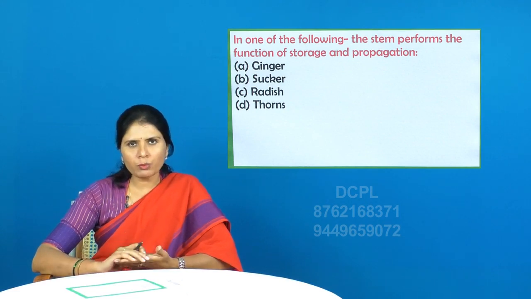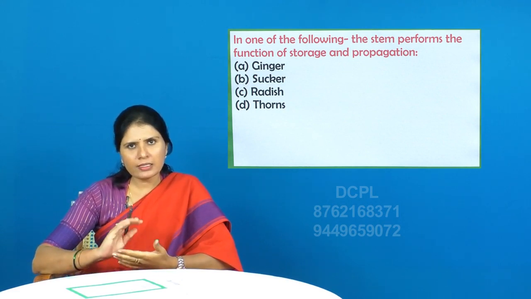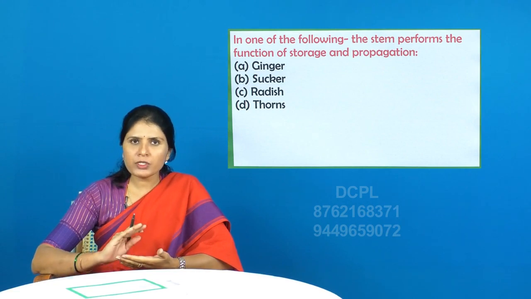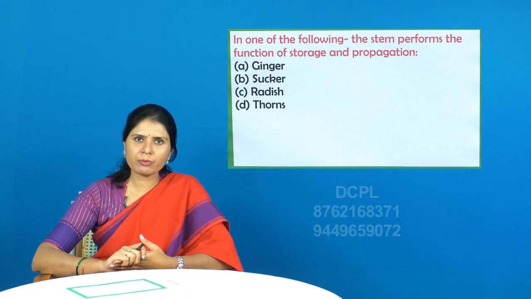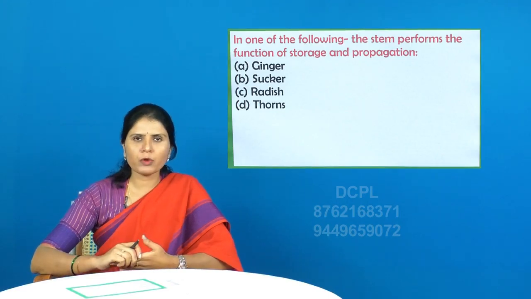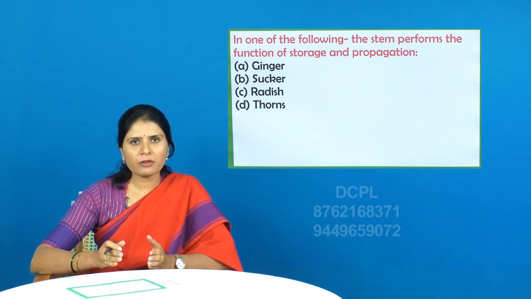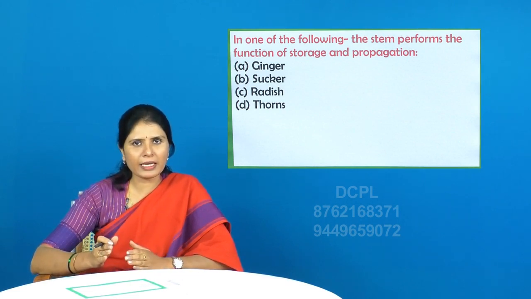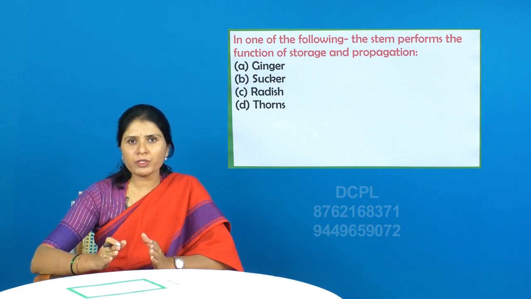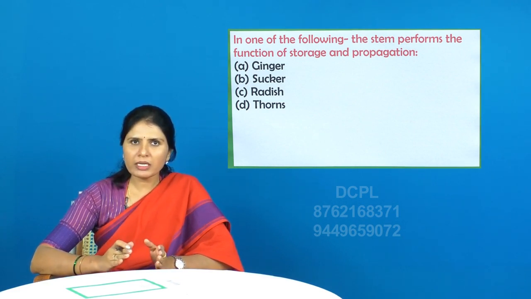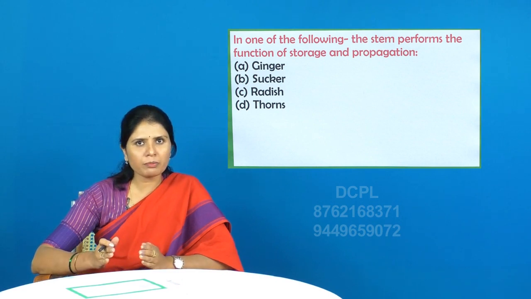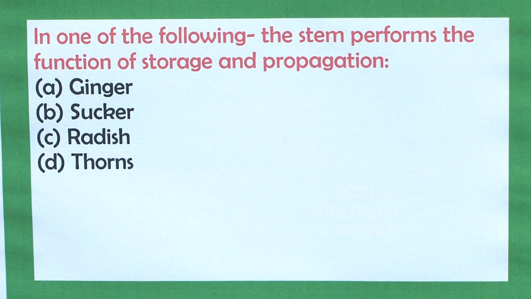When we take up option B, sucker, it is a stem modification which is meant for the purpose of vegetative reproduction. So, it is for propagation, but it is fulfilling only one criterion. It is not meant for storage, but only for propagation. So, option B is fulfilling the question partially and not completely. So, option B cannot be the answer.